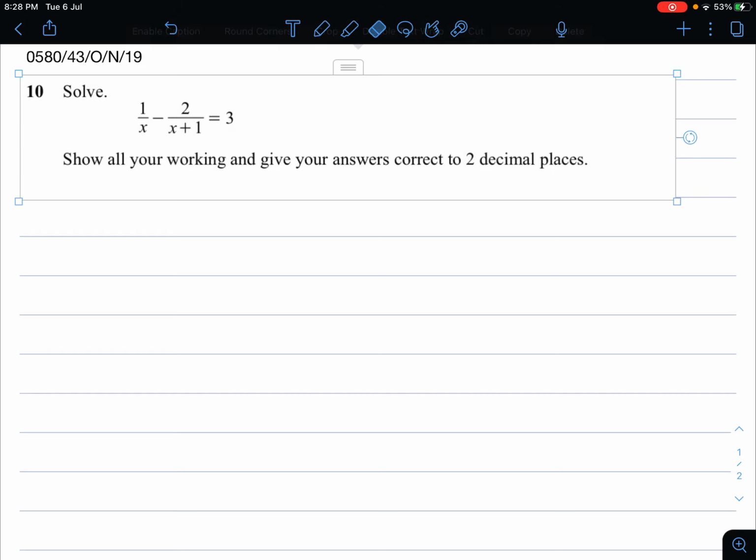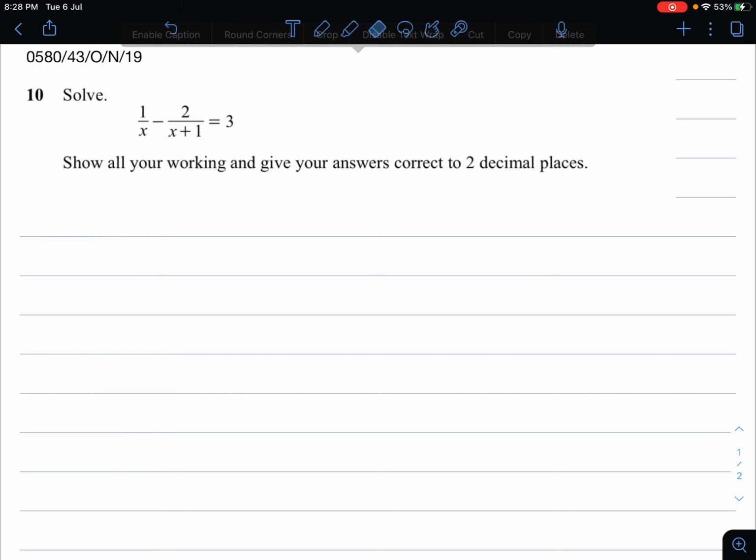Welcome to ANS Solver question 10. Solve the following. Show all your working and give your answer correct to 2 decimal places.